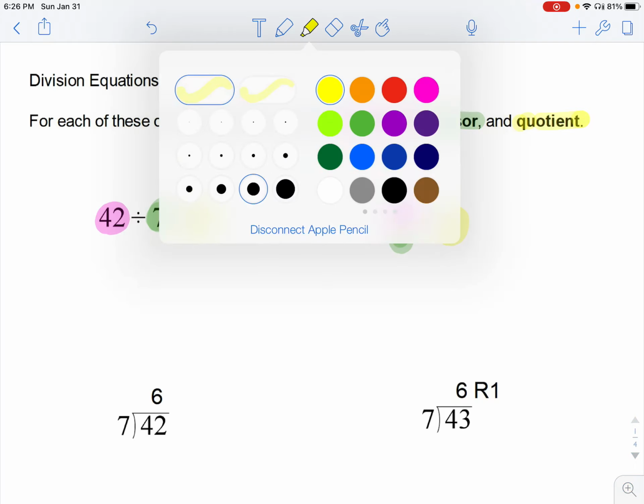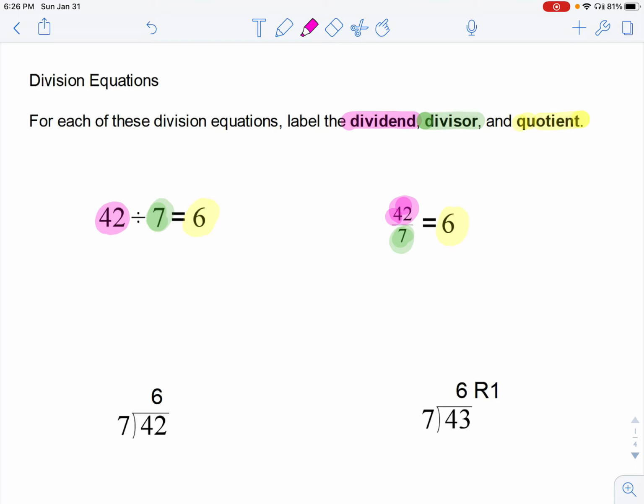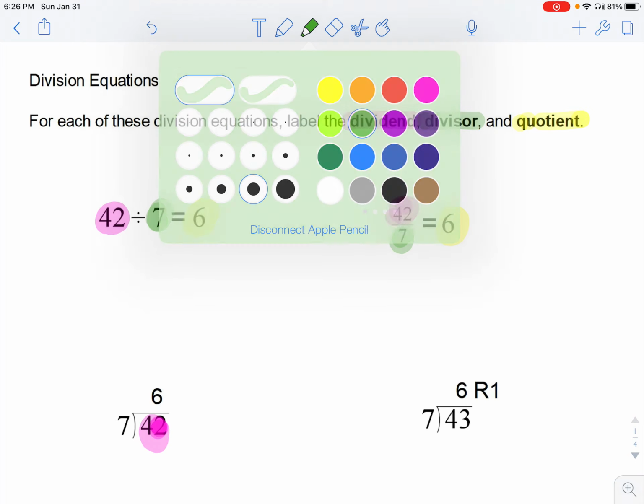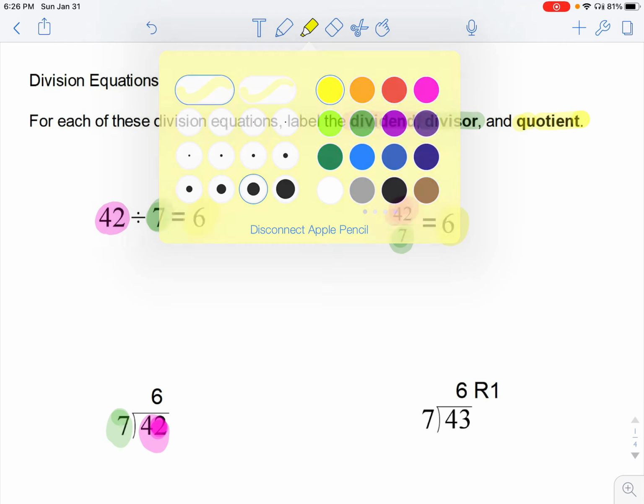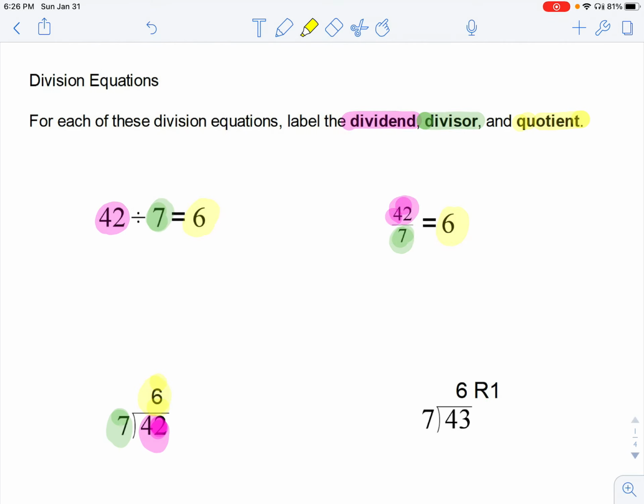Okay, and then this is box multiplication down here. So the dividend goes inside the box. Then you have the divisor right on the outside. And finally, our quotient, which is the answer, written above the box.